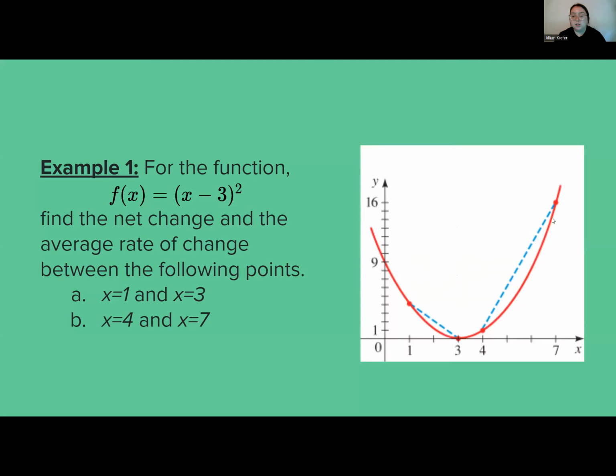This is the function, the red curve here, that is our function (x minus 3) squared. And these dotted lines are the secant lines that are representing the average rate of change between these points, 1 and 3, and 4 and 7. The image doesn't really do anything for us other than give us a nice visual. So we're going to go over to our notes to actually calculate the average rate of change and the net change for each of the points that we have here for our function.